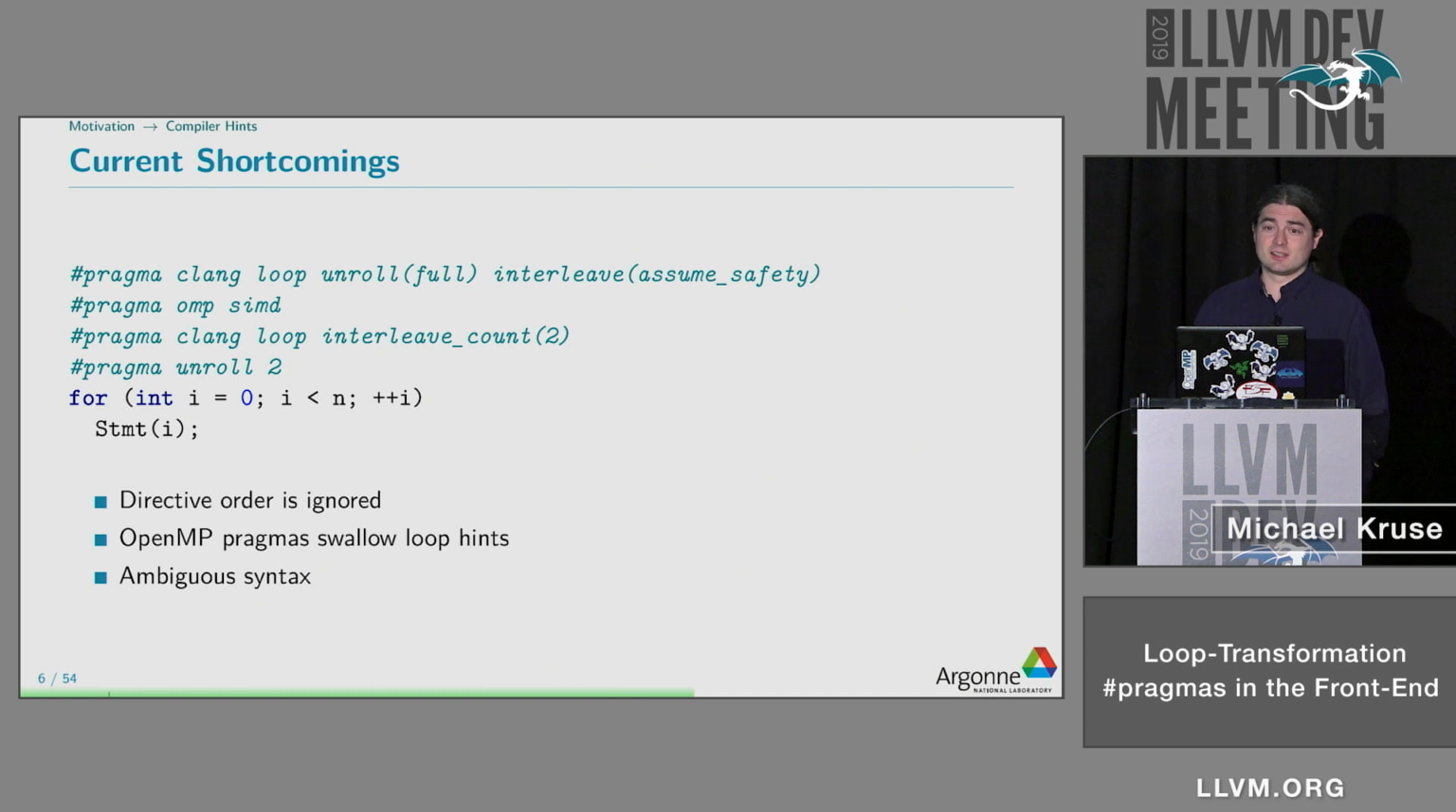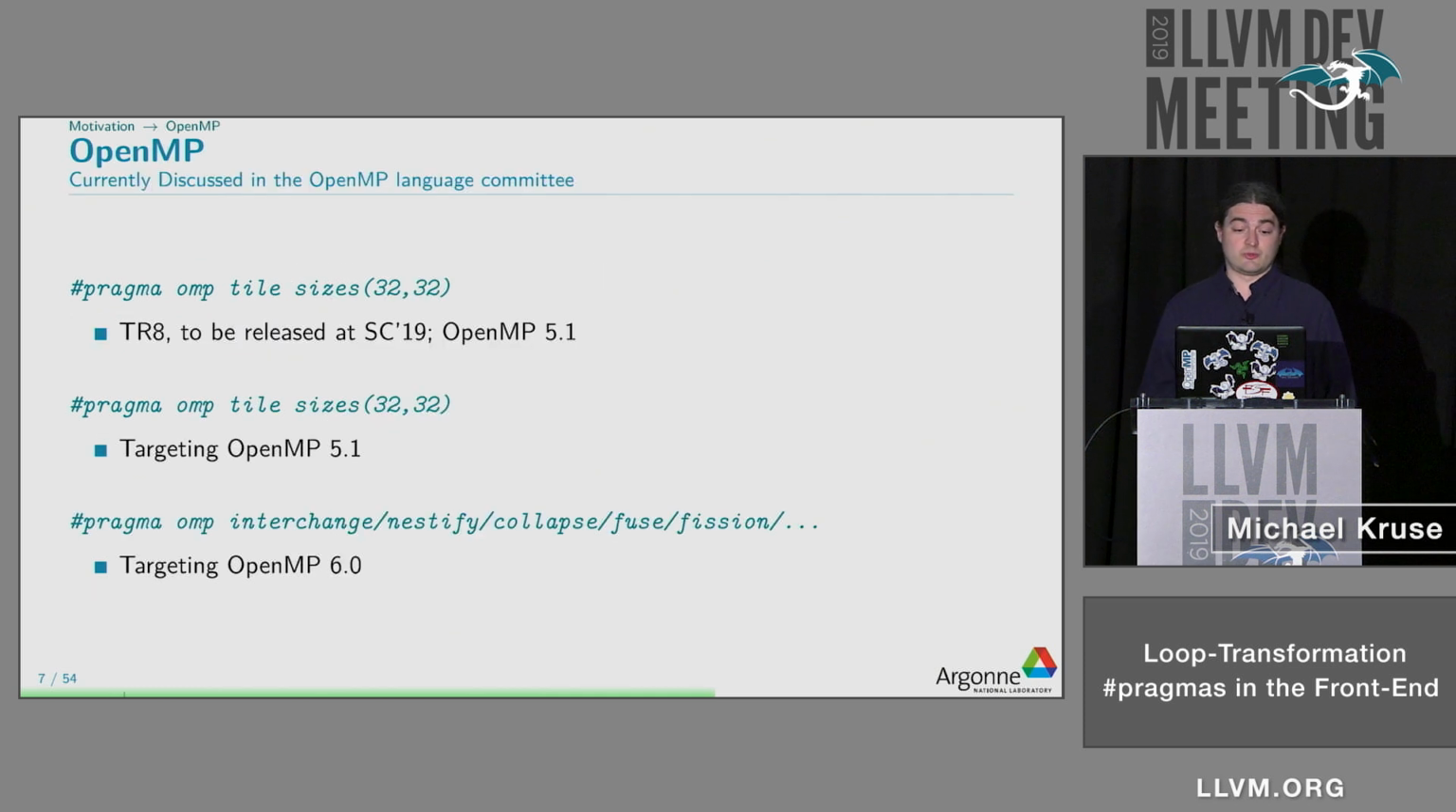The transformations Clang currently supports have some shortcomings, shown here. You can theoretically write all these pragmas at the same time on the same loop, but it's complicated to understand what they actually mean. I can tell you for this one, the pragma omp simd will just swallow all the other pragmas, and the other ones have no effect and won't tell you about it. Even if there's no pragma omp simd, the order in which they apply is undefined. So this is where I come in, trying to fix this.